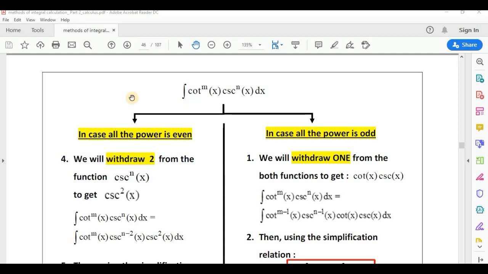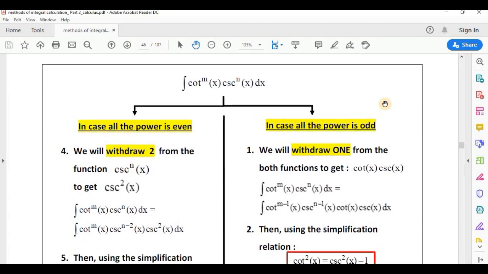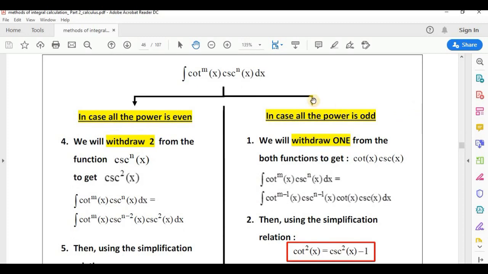Today we have a new lecture: the integral of cotan to the power m multiply cosec to the power n dx. How will we find the integral? The same concept that we learned in our previous lecture for the integral of tan and sec, we will use the same idea here with these two functions. As we can see, we have two cases: in case all the powers are odd, and in case all the powers are even.